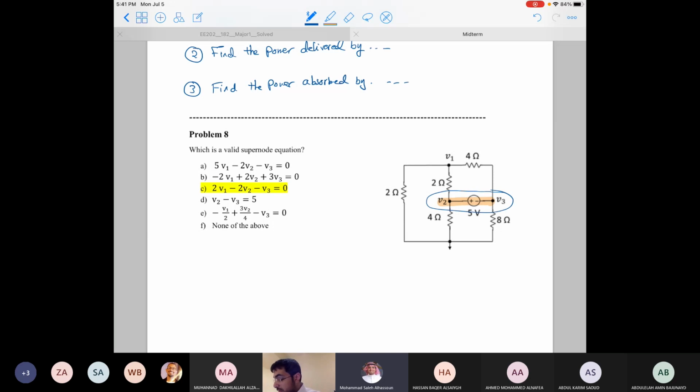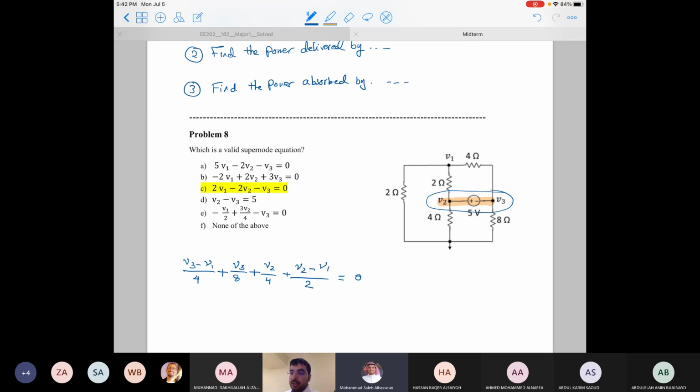So the supernode equation is going to be (V3 minus V1) divided by 4 plus V3 divided by 8 plus V2 divided by 4 plus (V2 minus V1) divided by 2 equals 0. If I simplify it, clearly here there's a fraction, nothing else is divided by 8, so I might as well multiply each term by 8.